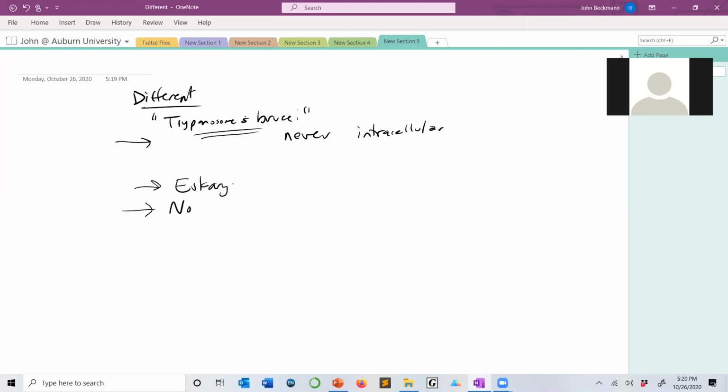What are eukaryotes famous for besides the nucleus? Oh, did you say sex? Yes. They're famous for sex. That's what eukaryotes do. Sex evolved in eukaryotes. This is a eukaryote that doesn't have sex.